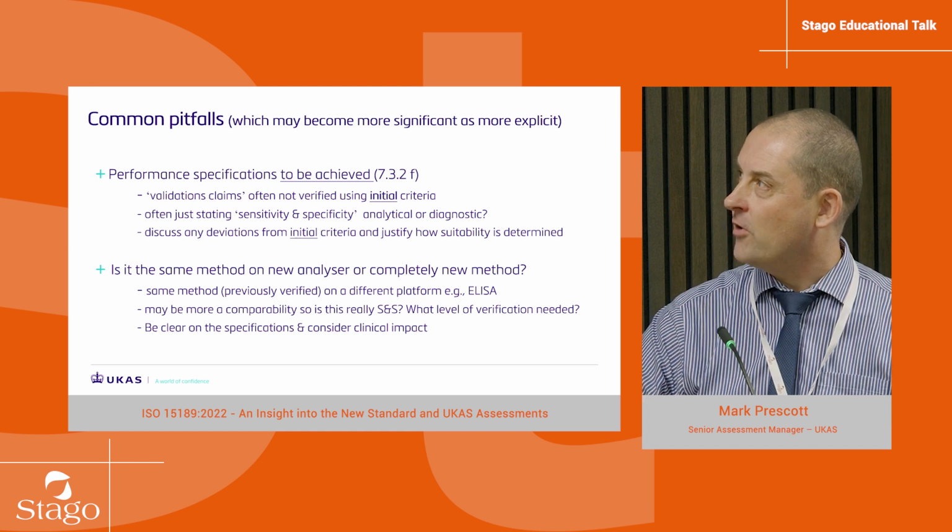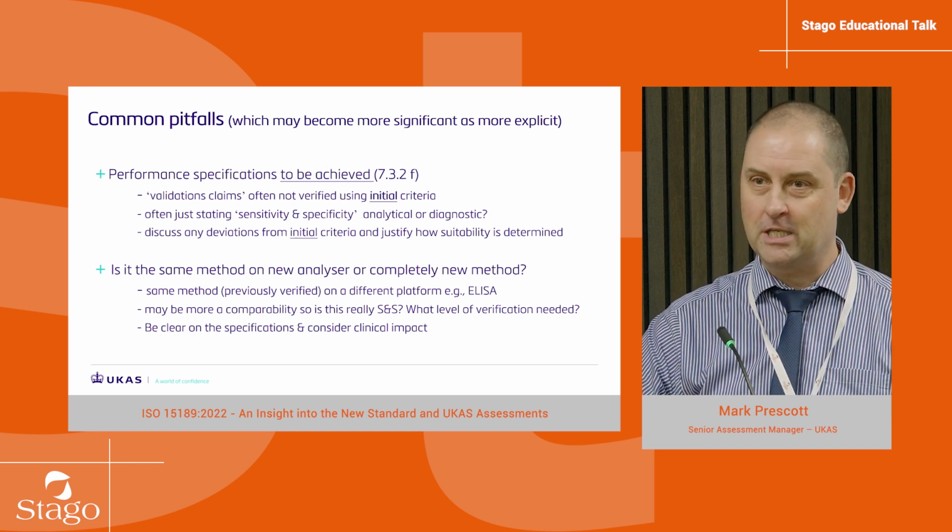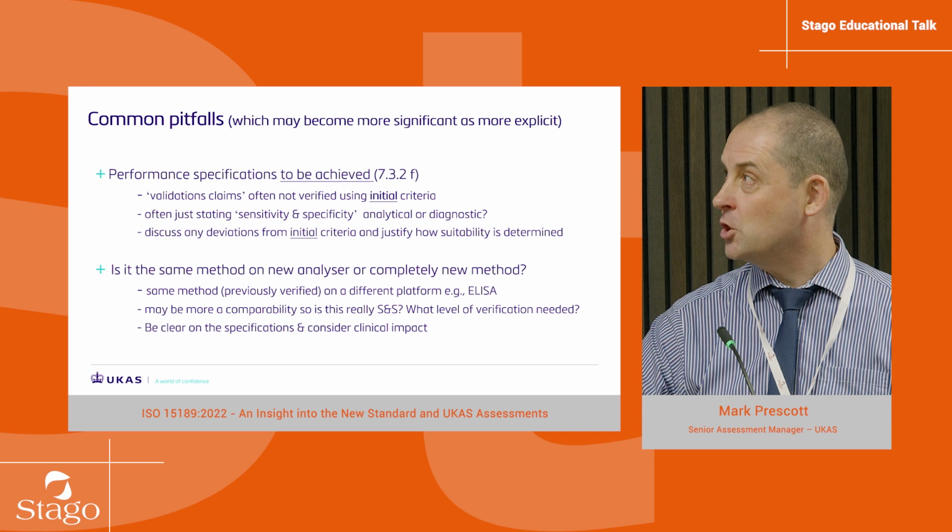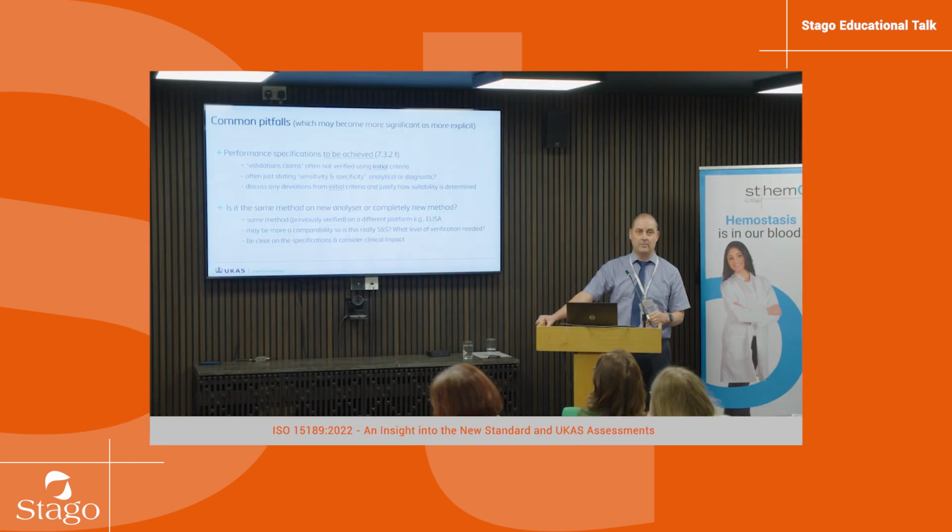This thing about setting performance specifications to be achieved, I know I've said this about 4 or 5 times already, it is so important. If you get deviations from that initial performance criteria, it doesn't mean you can't use it and you've got to throw it all away. There might be absolutely clear reasons why it's failed.